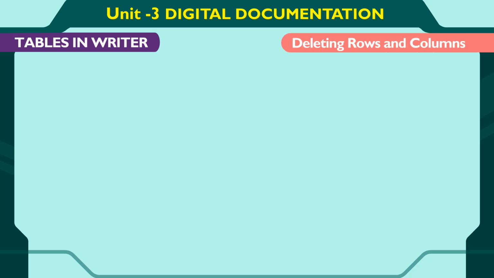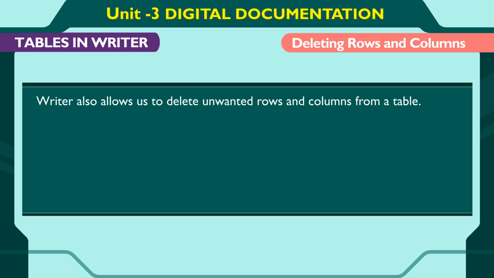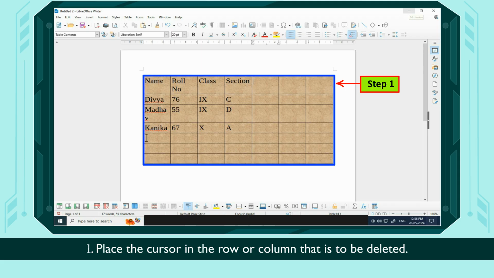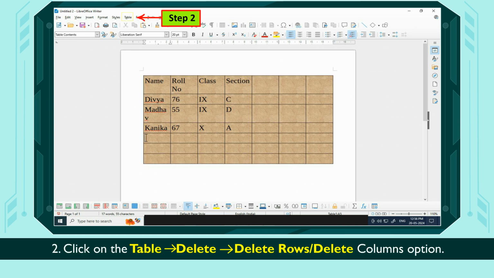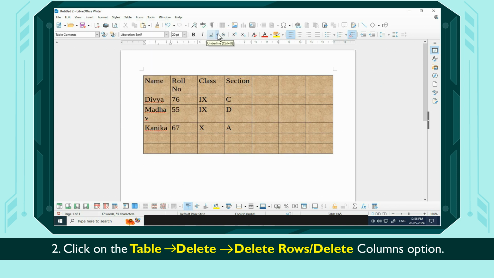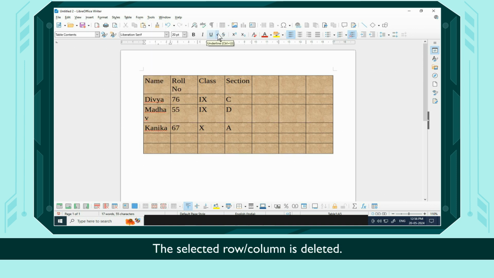Deleting rows and columns. Writer also allows us to delete unwanted rows and columns from a table. Follow the given steps to delete one or more rows or columns. 1. Place the cursor in the row or column that is to be deleted. 2. Click on the Table menu and then the Delete Rows or Delete Columns option. The selected row or column is deleted.